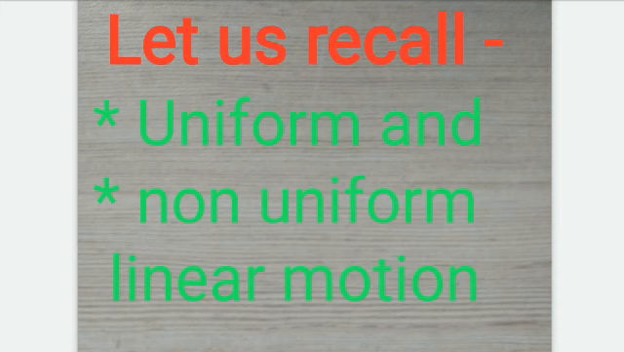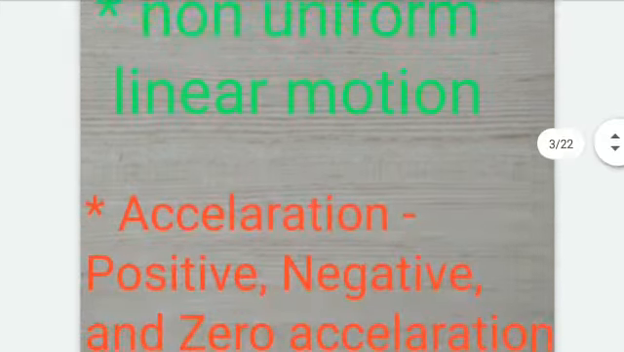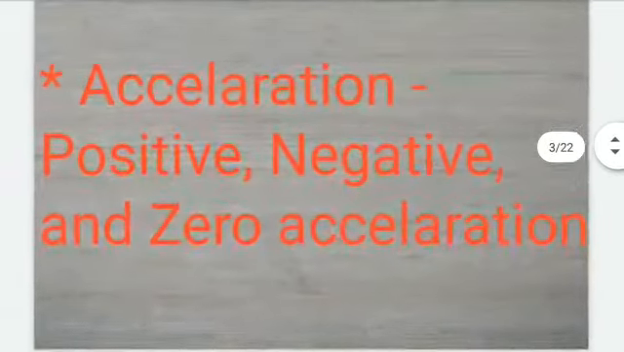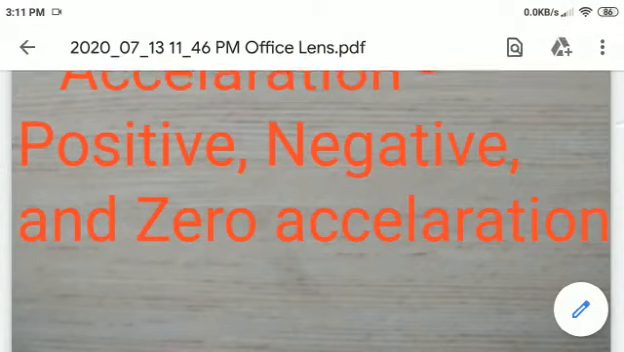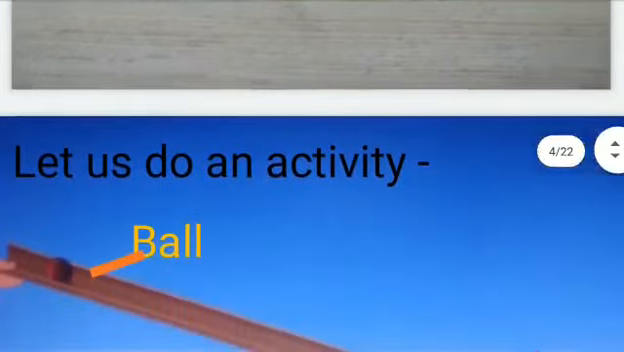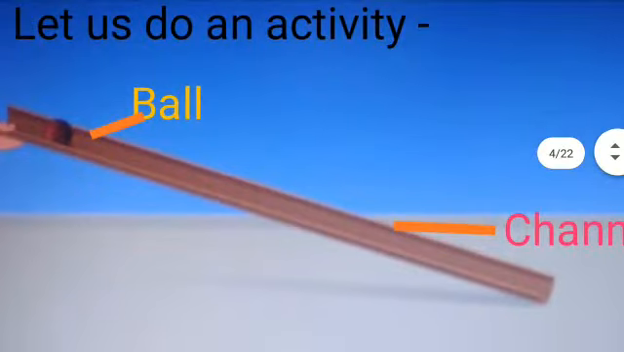Today we are going to learn the new concept, that is acceleration, and also we are going to learn what are the types of acceleration. There are 3 types of acceleration. One is positive acceleration, second is negative acceleration, and third type is zero acceleration. To understand the concept of acceleration, let us do an activity.